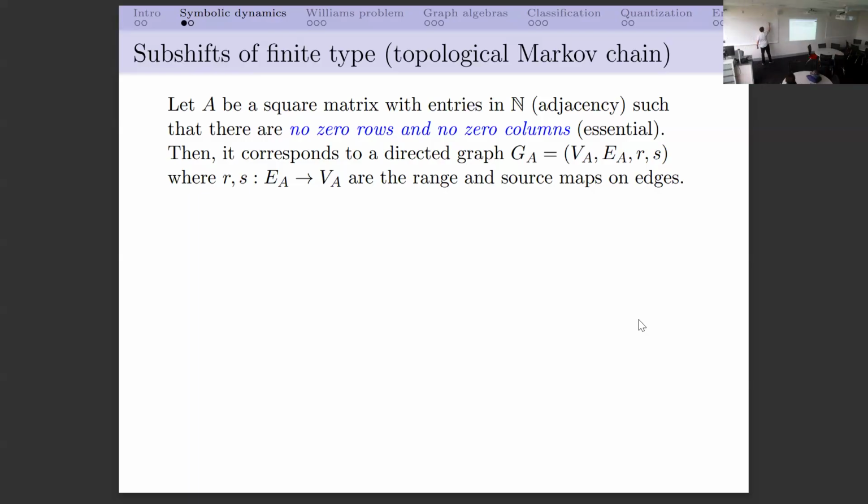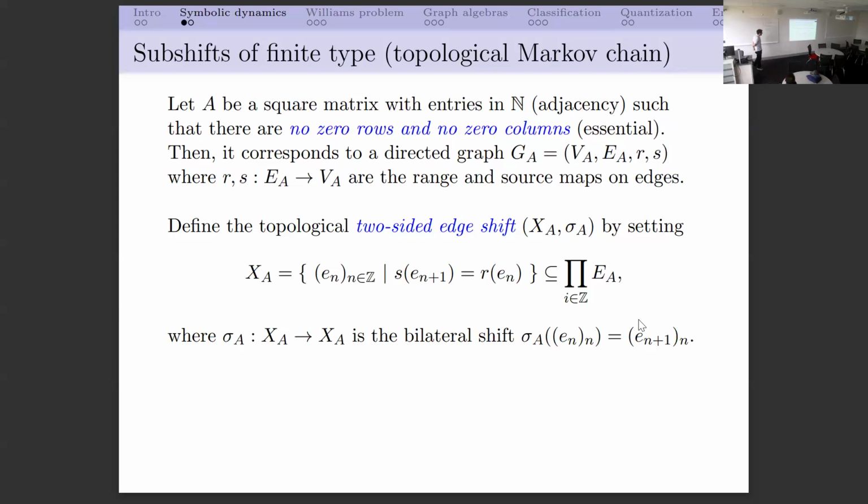So VA is the index set of A. If it's n by n, then it's 1 all the way up to n. And EA is slightly more complicated. You look at triples such that alpha is a non-negative integer between 0 and the value of the matrix at its UV entry. So every time I have an entry 5 in my adjacency matrix, I add 5 edges whose source is U and whose range is V. So that's how I construct a directed graph out of an adjacency matrix. Pretty simple.